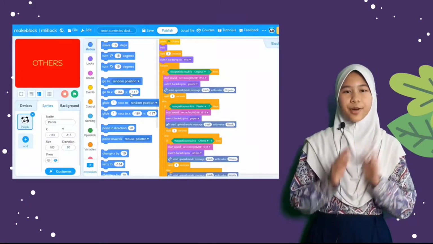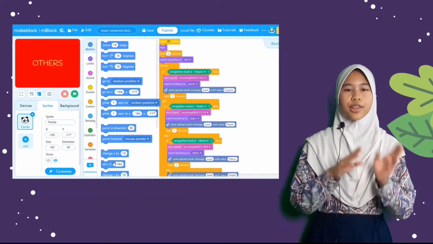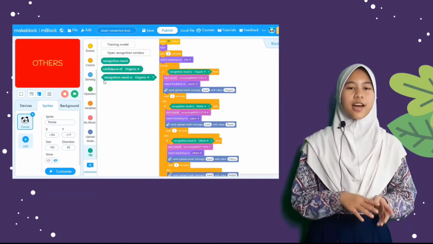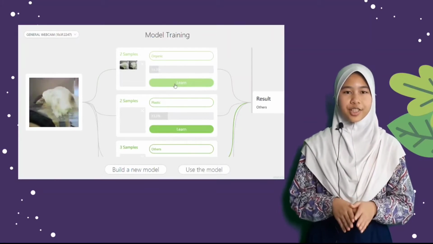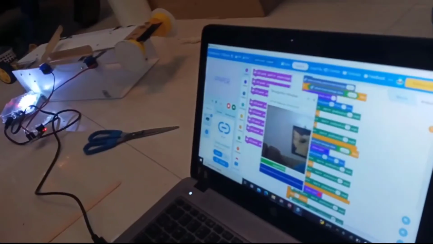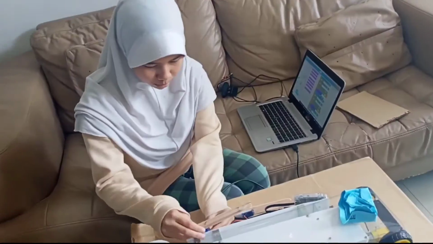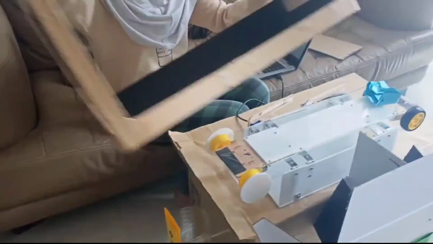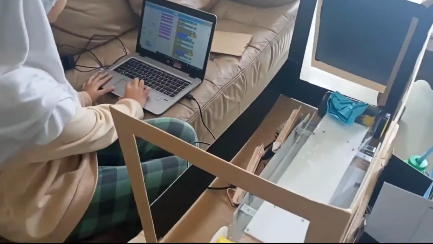The manufacturing process starts with coding system on the M-Block, then collects data from waste samples using artificial intelligence from various sites, uploads the system on the M-Bot, and continues with manufacturing the conveyor belt with several revisions.